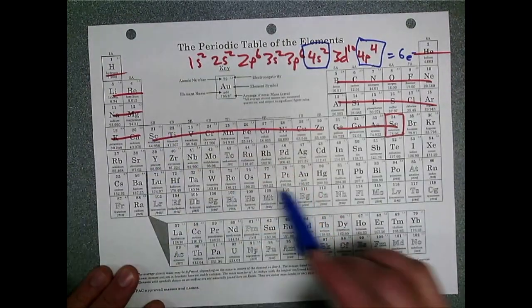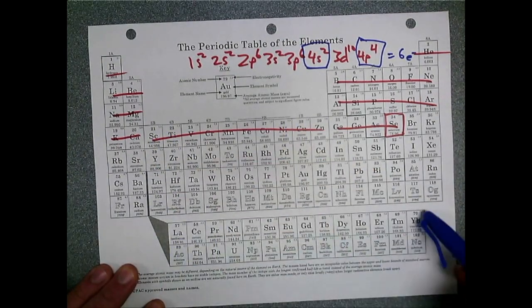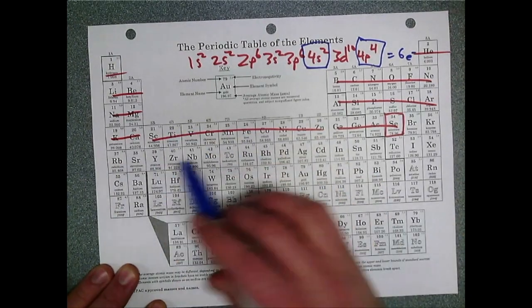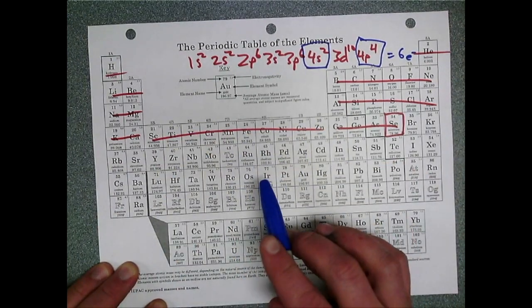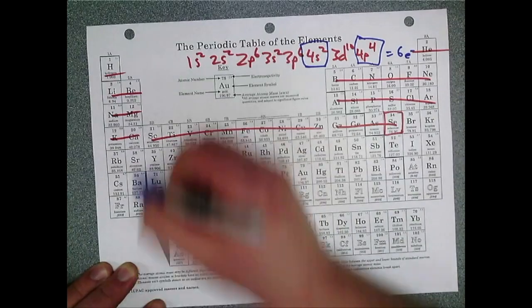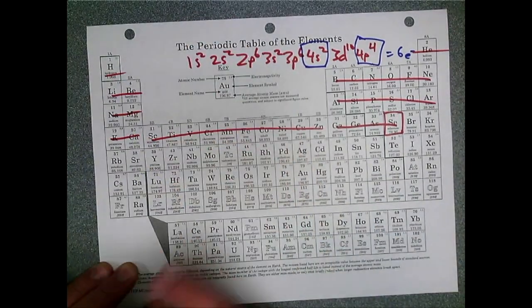Everything in the D section and in the F section would basically just be filling in lower kernel electrons, not valence electrons. So everything in here would have the same thing as this column right here, 2 valence electrons.